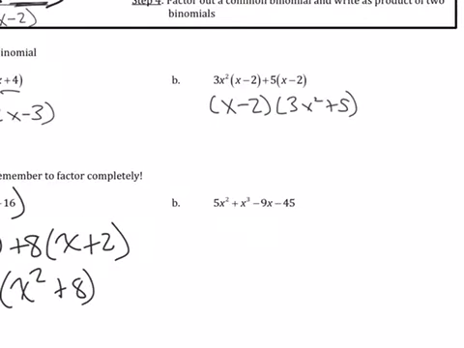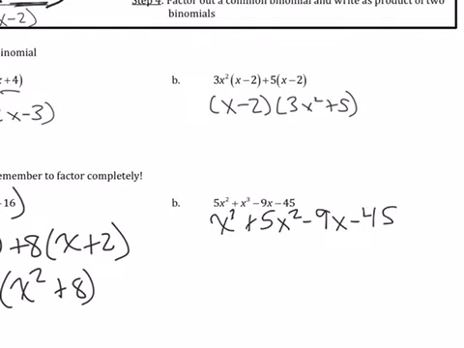So let's go with example B. We've got 5x squared plus x to the third minus 9x minus 45. Again, we're going to notice right away we need to rewrite this one because this exponent degree is higher than the first term they had there. So let's rewrite it in standard form as x to the third plus 5x squared minus 9x minus 45.